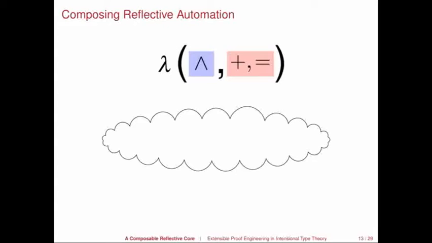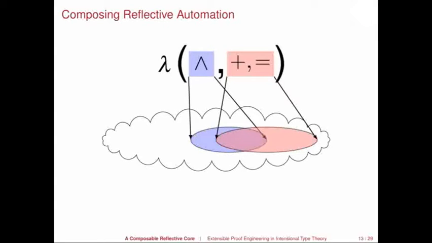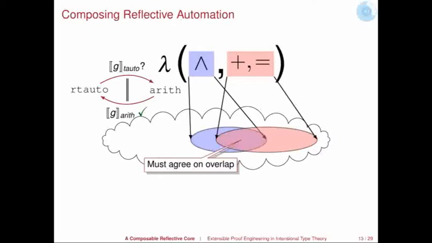So we've got our lambda language, and we've got our conjunction, our logic language, and our plus and equal arithmetic language. And this cloud down here represents the semantic universe. Each one of these has its own representation. So if we take the denotation of these pluses and equals, it gives us some space over there. And if we take the denotation of and true, we get some space over here. And the whole thing that we have to worry about is when these things overlap, we have to make sure that they're consistent.